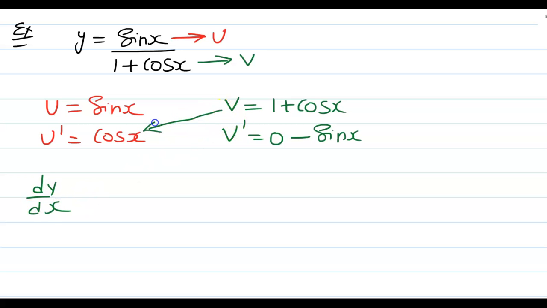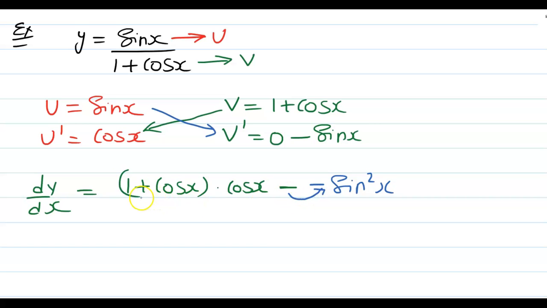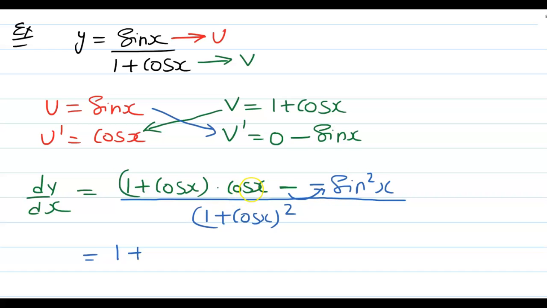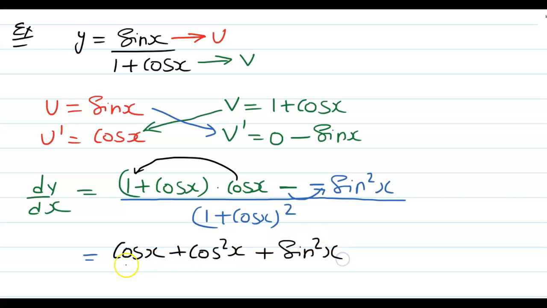Now we need to write down dy over dx. So we need to start from here. v u dash, so it will be 1 plus cos x times cos x, then minus sign. Then we multiply u v dash, so sin x and minus sin x, so it will be minus sin square x. This minus and minus will turn into positive, so we will do it in the next line. And here is v squared, so it is 1 plus cos x whole square. If we simplify, cos x with cos x will be cos square x, and the minus minus turns into positive, so it is sin square x over 1 plus cos x whole square.